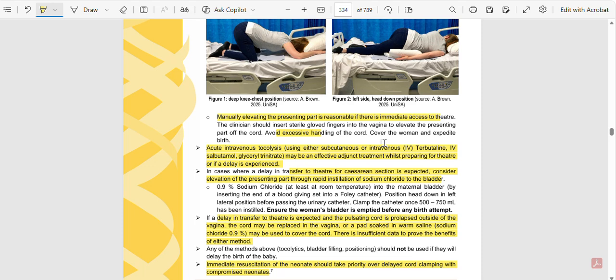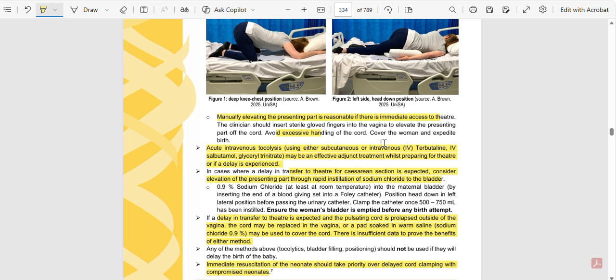That means bladder filling. Ensure the woman's bladder is empty before any birth attempt. If a delay in transfer to theatre is expected and a pulsating cord is prolapsed outside the vagina, the cord may be replaced in the vagina and a pad soaked with saline. There is insufficient data to prove the benefits of either method. Any of the methods, including bladder filling or position, should not be used if they will delay the birth of the baby. Immediate resuscitation of the neonate.